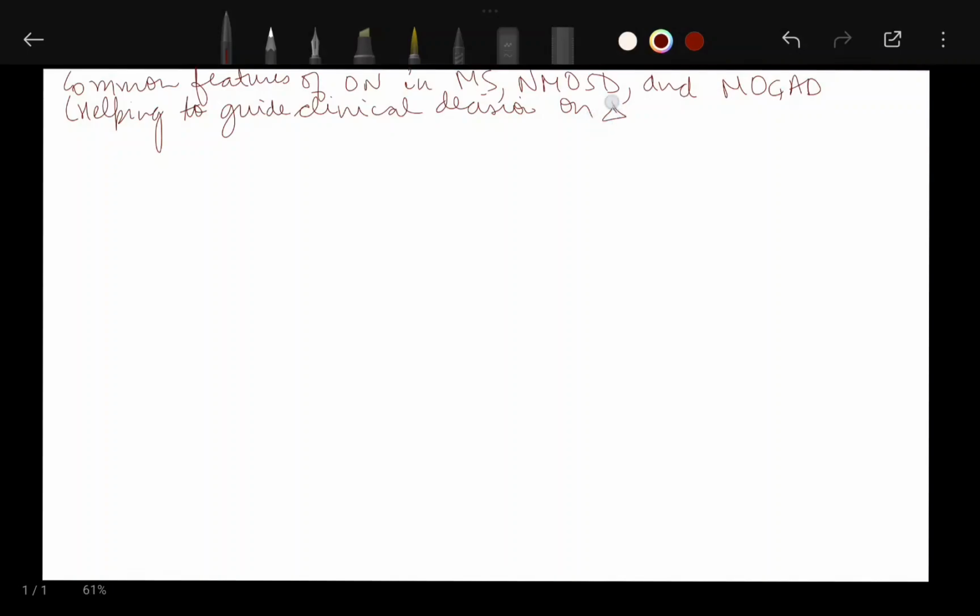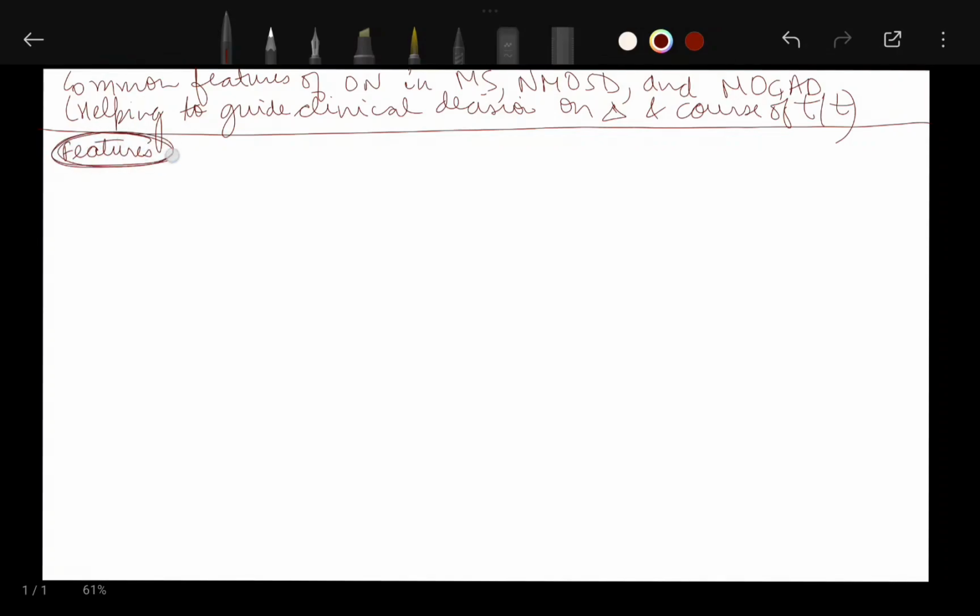The common features of the optic nerve in multiple sclerosis, neuromyelitis optica spectrum disorder, and myelin oligodendrocyte glycoprotein antibody associated disease. Why? In helping to guide the clinical decision on diagnosis and course of treatment. What are the common features of the optic nerve in MS, NMOSD and MOGAD, helping to guide the clinical course on diagnosis and course of treatment? First of all, features, in multiple sclerosis, neuromyelitis optica spectrum disorder, and myelin oligodendrocyte glycoprotein antibody associated disease.